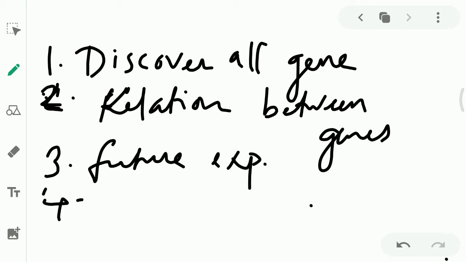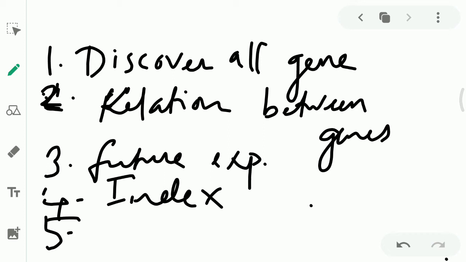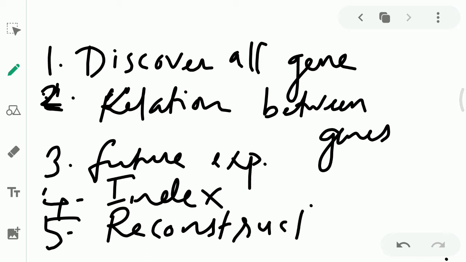Then it helps us to make an index of genes present in an organism. Index in the sense all genes present, how they are arranged, and what each gene actually controls, and all together. Five is, once you know the entire genome, we can reconstruct that organism. That entire reconstruction of a genome can be done once you know the entire sequence of a genome. So all these 5 points are very much important.